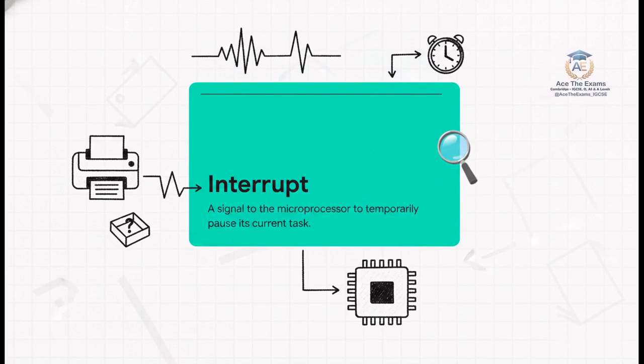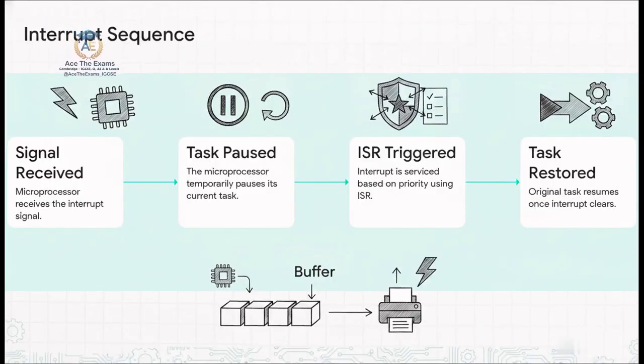An interrupt is essentially a high-priority signal sent from a hardware device, from a piece of software, or even from an internal clock, directly to the microprocessor. It tells the microprocessor, hey, temporarily pause your current task right now because you need to service this new, extremely urgent request. If you were asked to describe this process, this 4-step sequence is your ultimate cheat sheet. First, the interrupt signal is physically received by the microprocessor. Second, the microprocessor temporarily pauses its existing task and saves its current state.